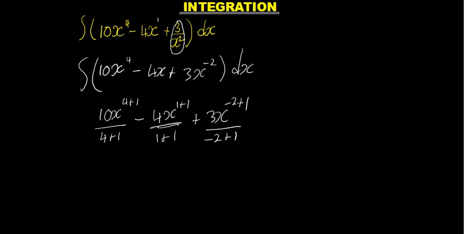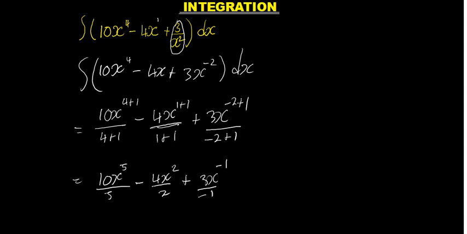So what we get here is 10x to the power 5 divided by 5, minus 4x to the power 2 divided by 2, plus 3x to the power minus 1 divided by minus 1.